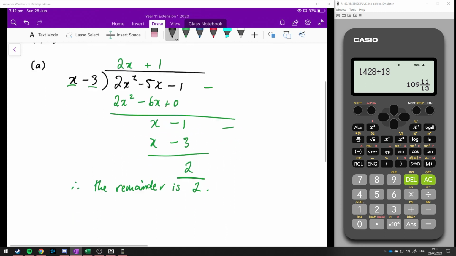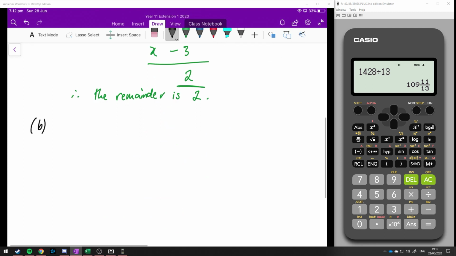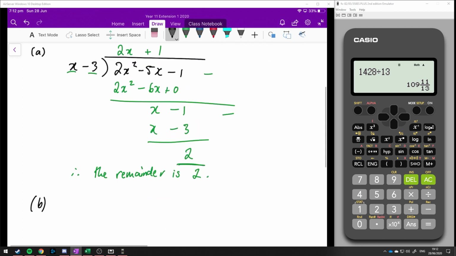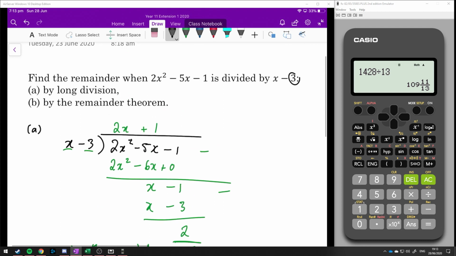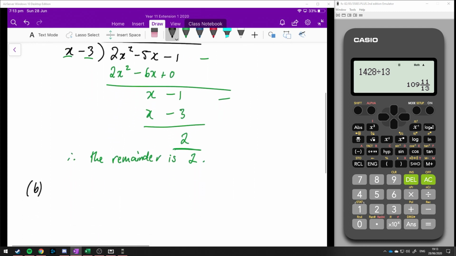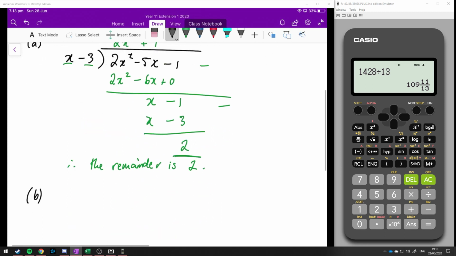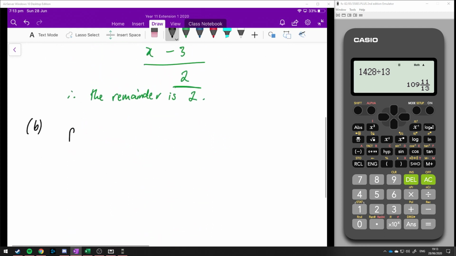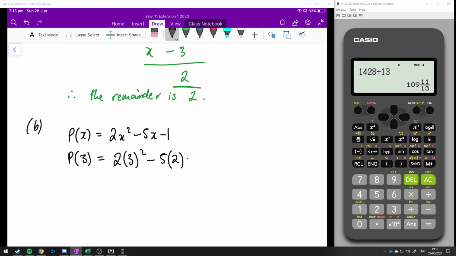Now for part B, if we're going to do it by the remainder theorem, we're going to substitute this 3 here into this polynomial here, and it should give us 2, which is what we worked out in that bit there. So if p of x is equal to 2x squared minus 5x minus 1, then at p of 3, we're going to get 2 lots of 3 squared minus 5 lots of 3 minus 1, okay?